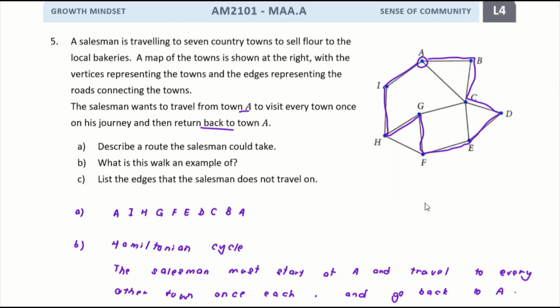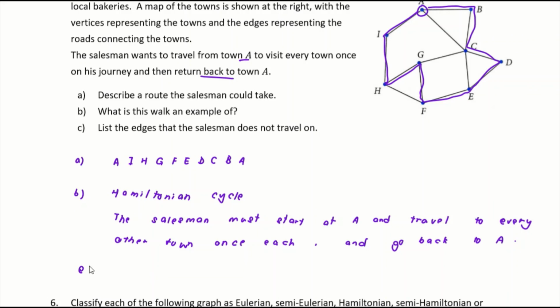Okay, so list the edges that the salesman does not travel on. You just try to look at the map that you have, then note down the paths. Oh, sorry, the edges. In this case, it will be the edges AC, CE, CG, and FH. Alright, so 1, 2, 3, 4. These are the 4 edges that the salesman does not travel on. Again, try to understand the context, then you'll understand what to do.